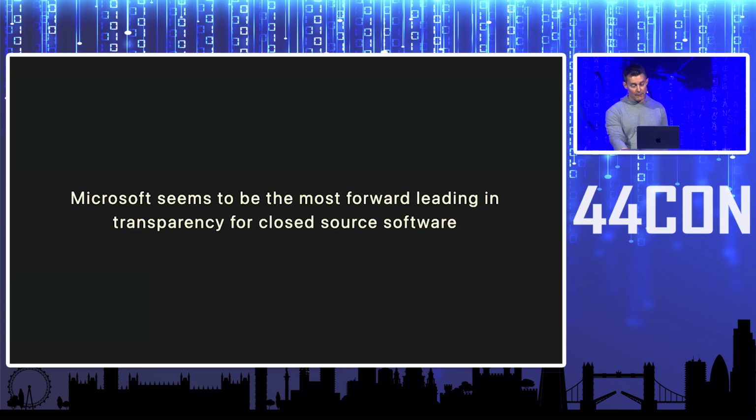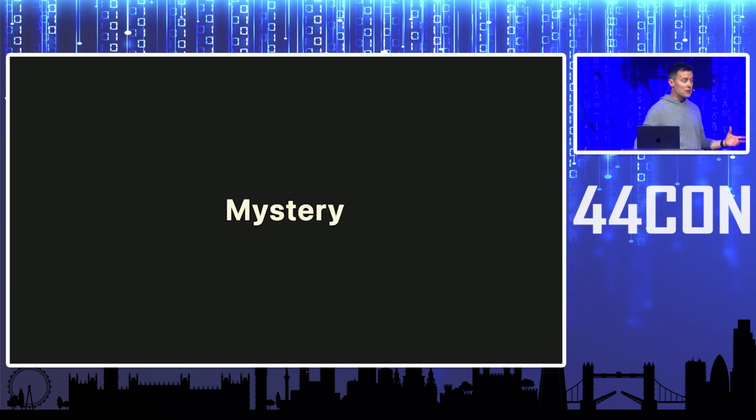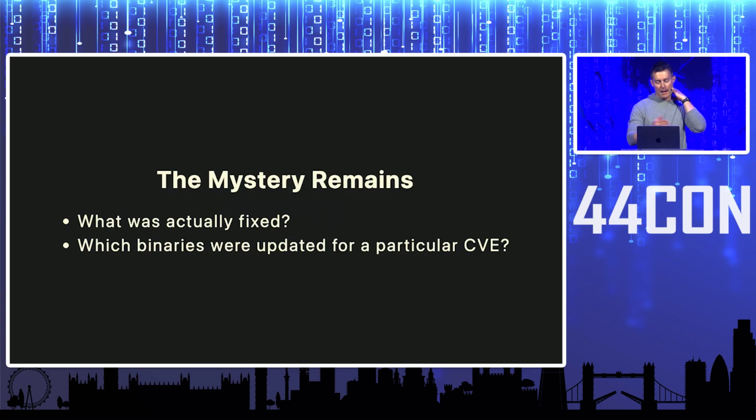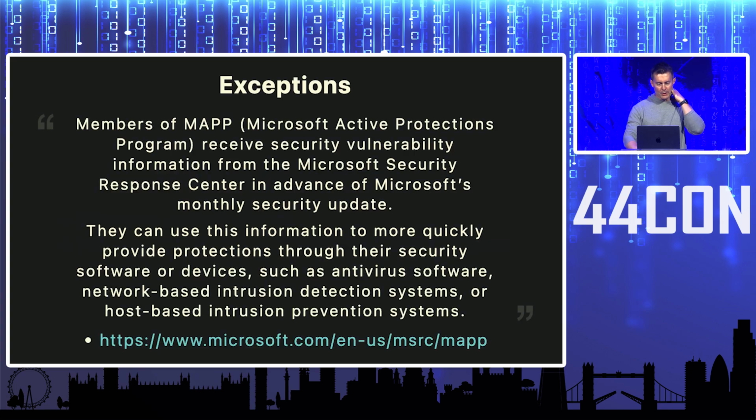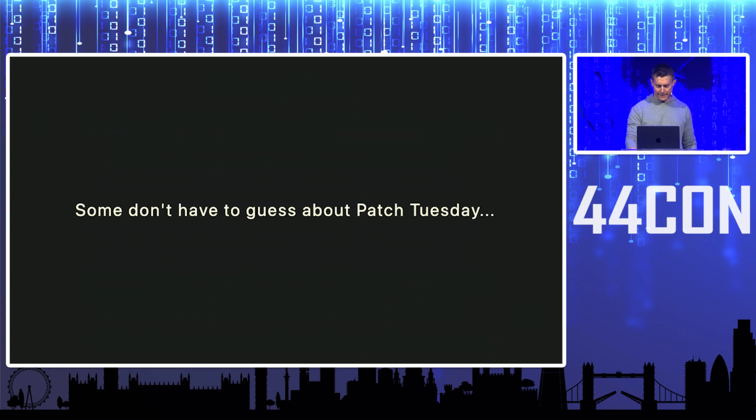Again, trying to say that Microsoft gives us a lot of information, and that's why we can actually dig in a lot to this. But I will say that there's still this mystery, and this is the problem that we're going to solve: what was actually fixed, which binaries were updated for a particular CVE. Those are the things I want to solve. There is an exception. Certain companies provide security software, and they get to be members of the Microsoft Active Protections Program, and I've not seen these things. That would be very useful, but they get extra information about the security vulnerabilities before Patch Tuesday comes out. I guess my talk is a way to do this without being a member of this secret society.